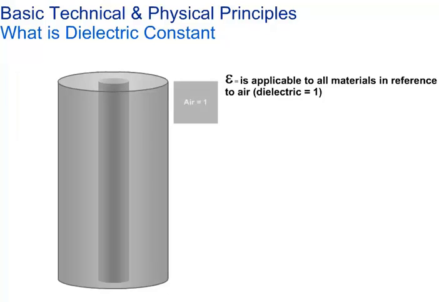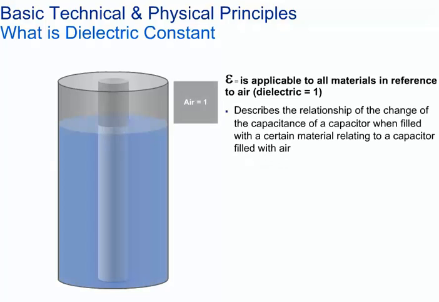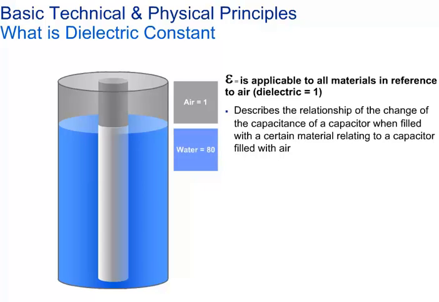Dielectric constant is a material constant applicable to all materials in reference to air being equal to 1. The measurement describes the relationship of how much the capacitance of a capacitor changes when filled with a certain material in relationship to a capacitor filled with air. The dielectric constant of the measured material is always more than 1.